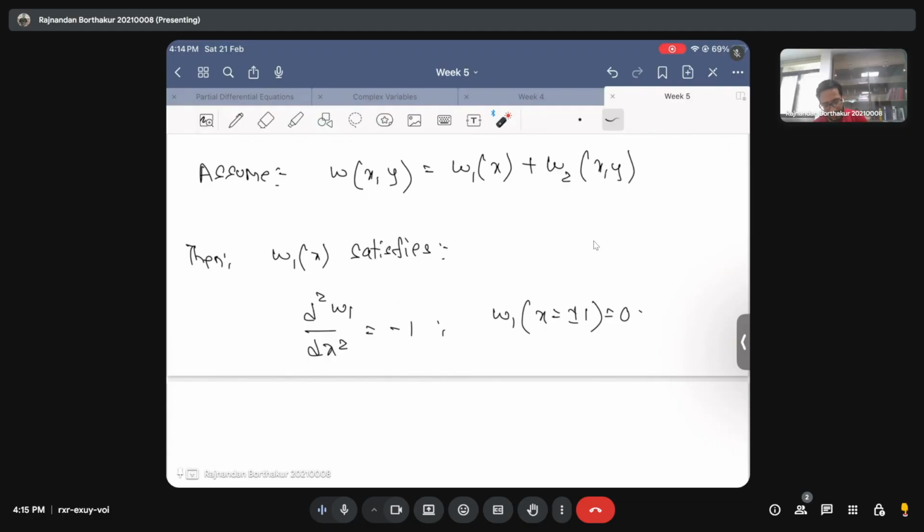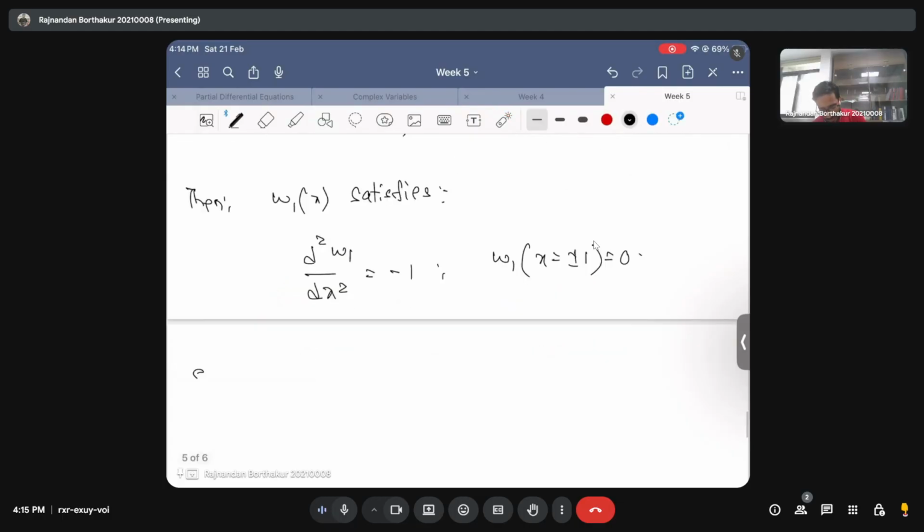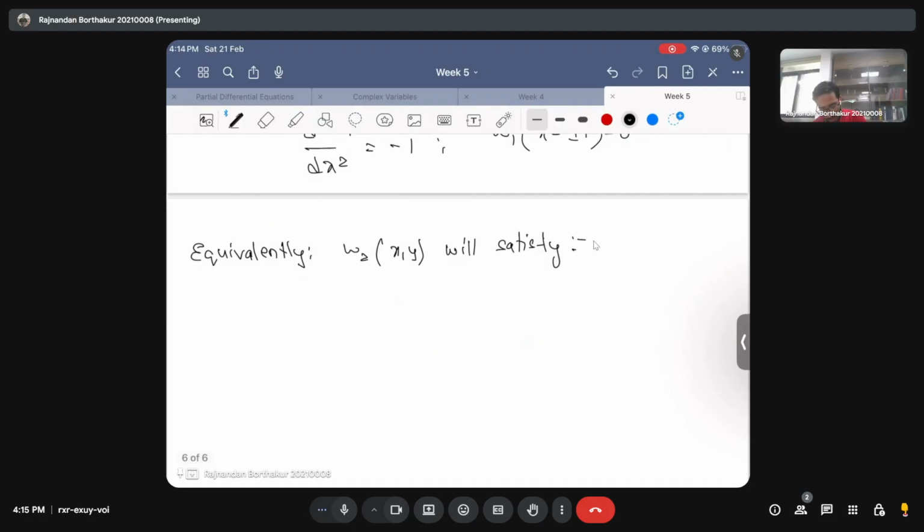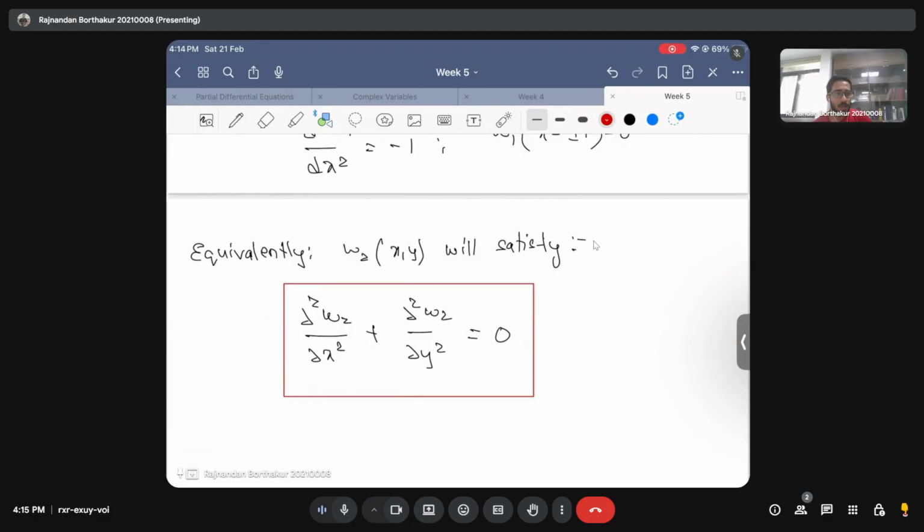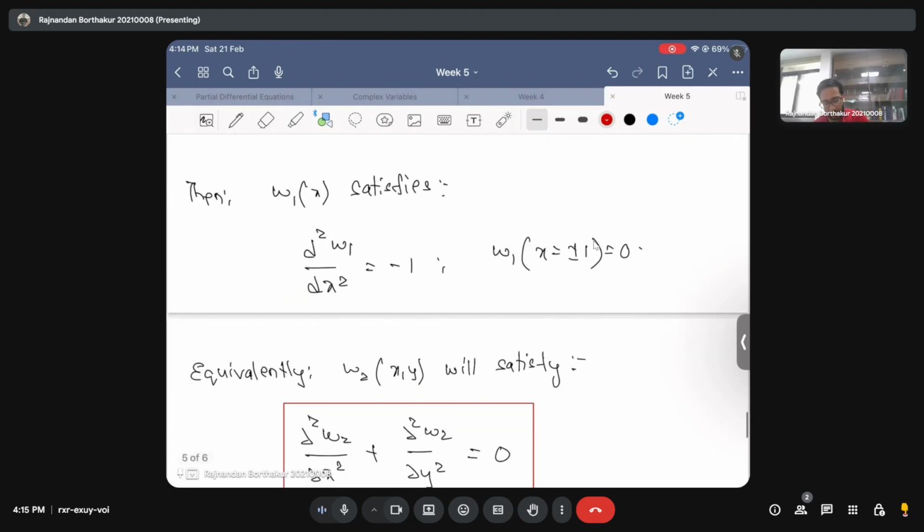And then since w1 satisfies this, I know that equivalently w2, which is a function of x and y, will satisfy, so what will w2 satisfy? It is just going to satisfy del square w2 by del x2 plus del square w2 by del y2 equal to 0. Okay, so just by applying the principle of superposition, I have transformed the Poisson equation into a Laplace equation, where the non-homogeneous part can be solved by merely solving an ODE. And all the other contributions, which depend on both x and y, are clubbed into the Laplace equation.